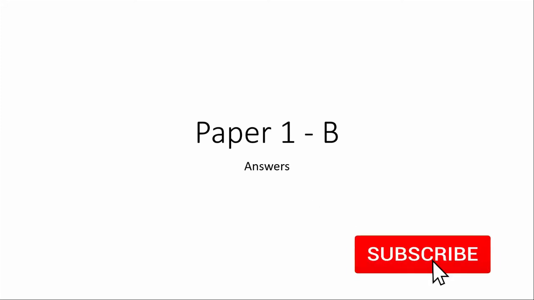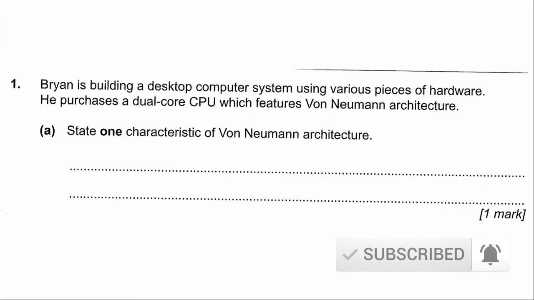So this is just a quick run through of another practice paper for paper 1. So the first question says, Brian is building a desktop computer system using various pieces of hardware. He purchases a dual core CPU which features von Neumann architecture. State one characteristic of the von Neumann architecture.